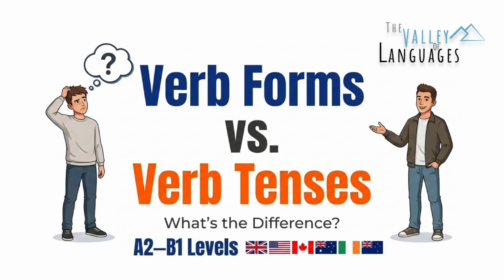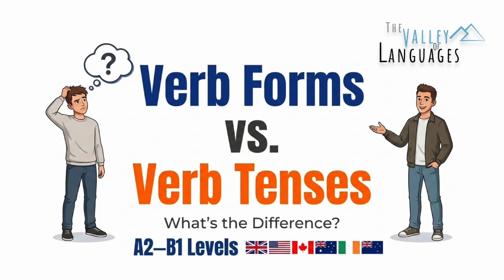Today we're diving straight into what is honestly one of the biggest mysteries in English grammar, the true difference between verb forms and verb tenses. Now, if you're an A2 or B1 English learner, or frankly, even a native speaker who just never had this explained properly, this is going to be a massive help. We use these terms interchangeably all the time, but they are actually completely different concepts. Getting them mixed up is literally the #1 reason why building English sentences can feel so confusing.